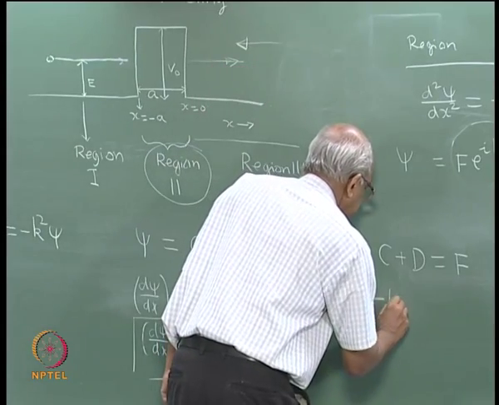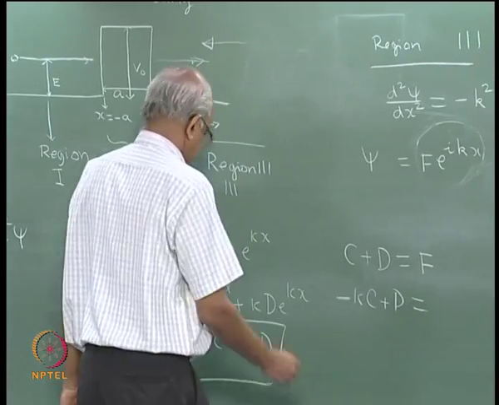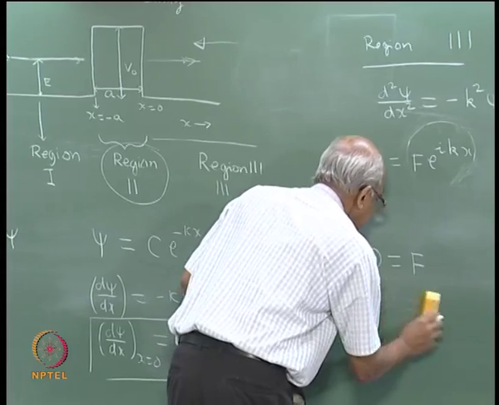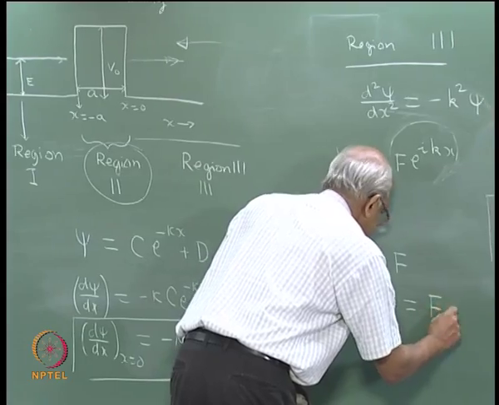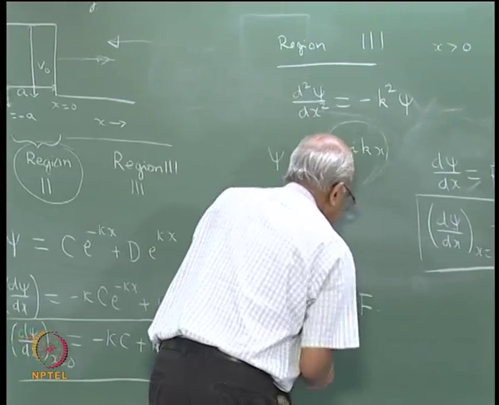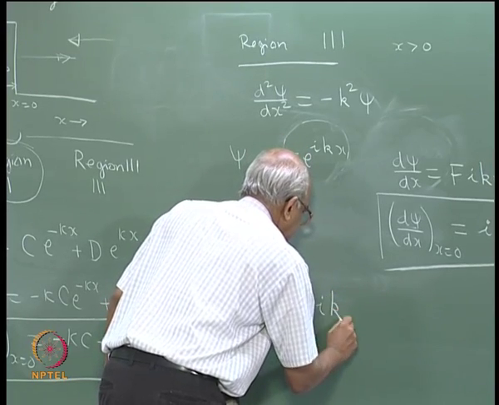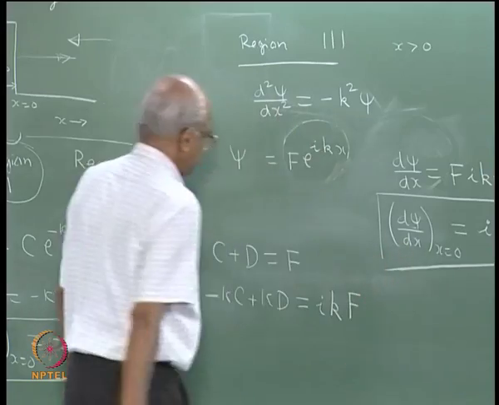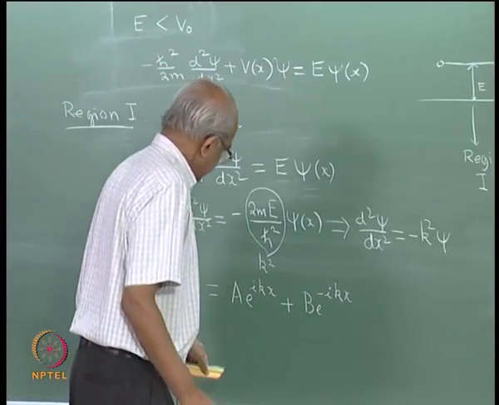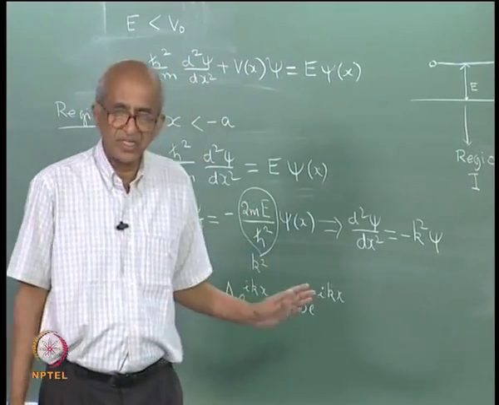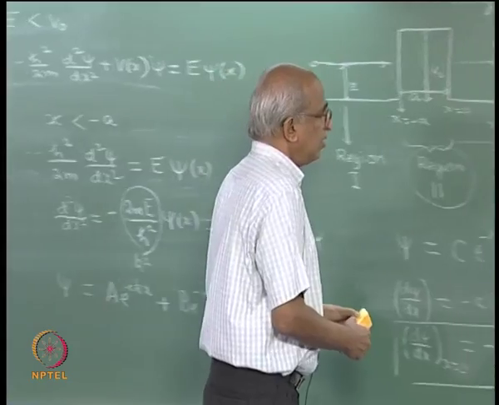What is the other equation? Minus kappa c plus kappa d should be equal to ik times f. So using the condition that the wave function and its derivative are both continuous, I have obtained two equations.